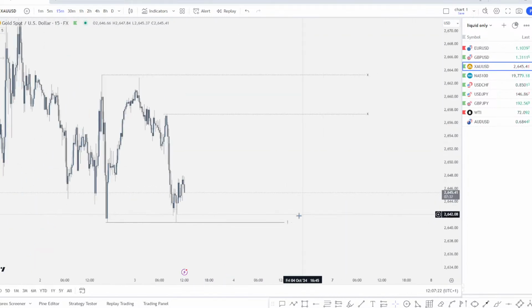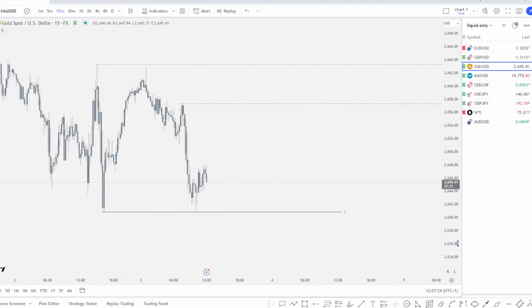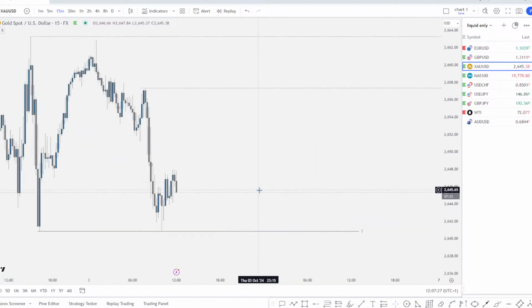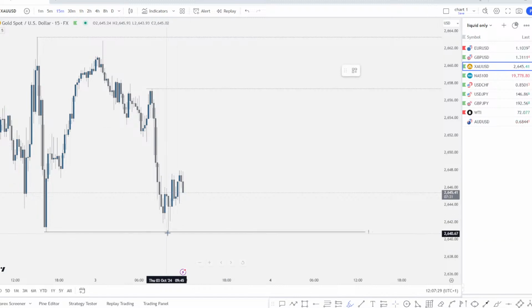So gold here, we're still looking for that shift down. On the 15-minute, you can see how this low is actually its own liquid low here.